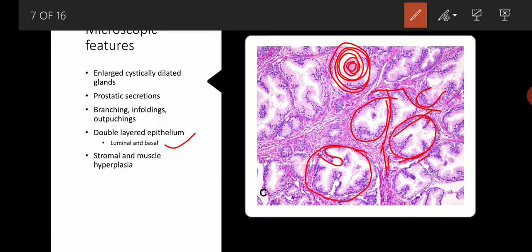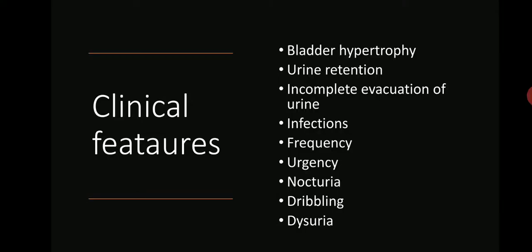So in summary, you get enlarged dilated cystic glands with irregular lumen, outpouchings, inpouchings, back-to-back arrangement, prostatic secretions, also known as corpora amylacea, and increase in the amount of stroma. Now you can predict the clinical features of this condition. As I already mentioned, the clinical features are related to obstruction of the urethra by the nodules.